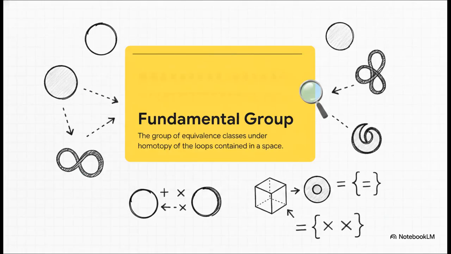And this leads us directly to the fundamental group, denoted as pi1. It's the group of equivalence classes, under homotopy, of the loops contained in a space. And honestly, here is where the absolute magic happens. If you travel along one loop and then travel along another, you are essentially doing algebra. Just let that sink in for a second. You are concatenating paths. You are literally doing addition and multiplication. But instead of using numbers, you're using the structural shapes of the space itself.